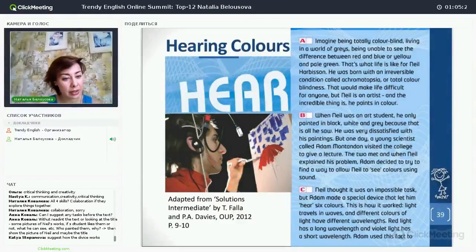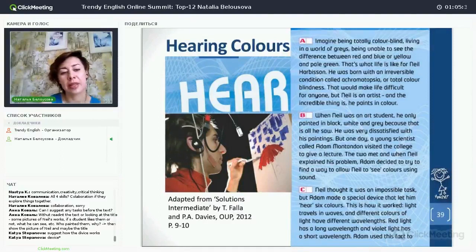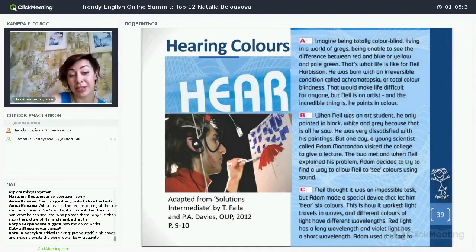Looking at the title and some pictures of Neil's works, if a student likes them or not, what they can see, who painted them, why, show a picture of Neil, maybe the title. Yeah, I think it's a good idea. Suggest how the device works. Great, because the device looks really unusual. I agree. Critical thinking. Put yourself in his shoes. Imagine what the world looks like. It's a very good suggestion, Natalia. Like, put yourself in his shoes.